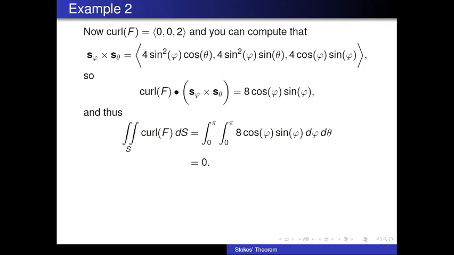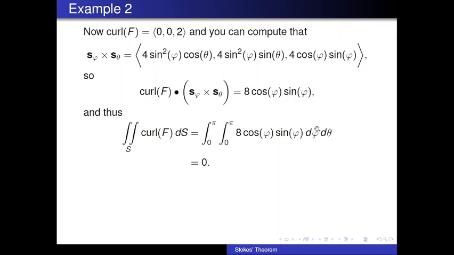So then we can take the dot product of curl of f with this vector field here, and the first two components become negligible because they're multiplied by 0, and so we'll just be left with 8 cosine phi sine phi. Great. So that is what we want to integrate over our bounds as phi goes from 0 to pi and as theta goes from 0 to pi.